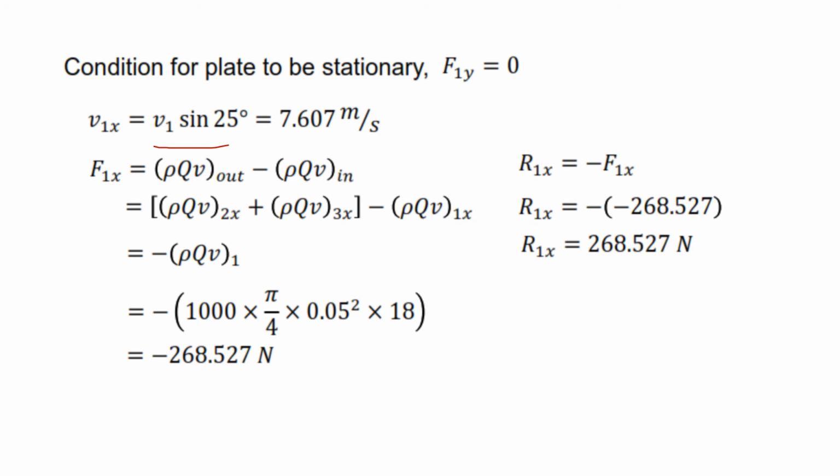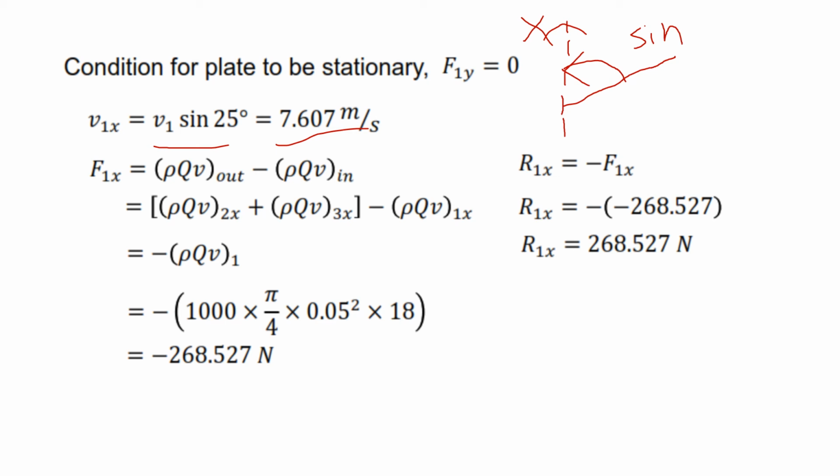So this is the water jet tadi. So we resolve to x. Okay, this is x. So kita resolve ke atas, so dia akan jadi sin. Kalau kita resolve ke bawah, dia akan jadi cos. Okay, so V1 sin 25 degree. The V is given 7.607 meter per second.